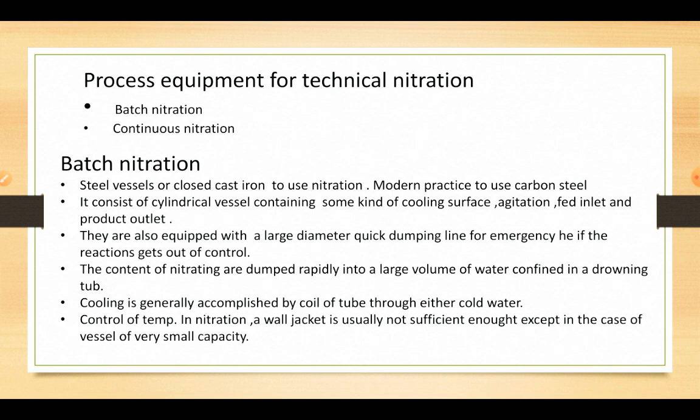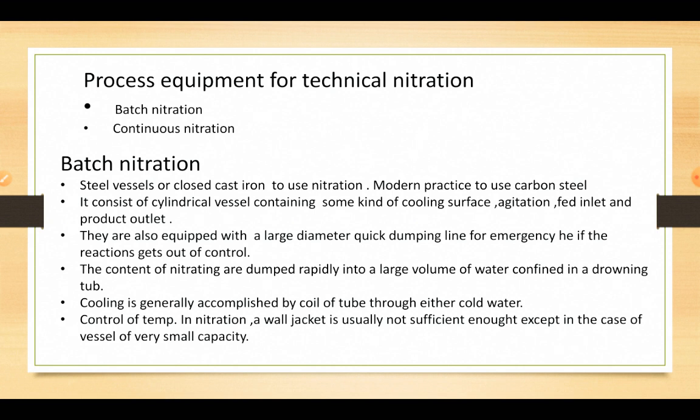It consists of a cylindrical vessel containing some kind of cooling surface, agitation, feed inlet, and product outlet. They are also equipped with large diameter, quick dumping lines for emergencies if the reaction gets out of control. The contents of the nitrator are dumped rapidly into a large volume of water confined in a drowning tank. Cooling is generally accomplished by a coil of tube carrying cold water.